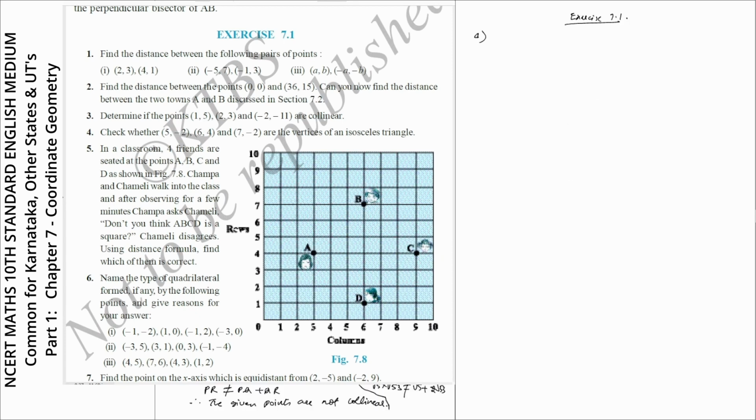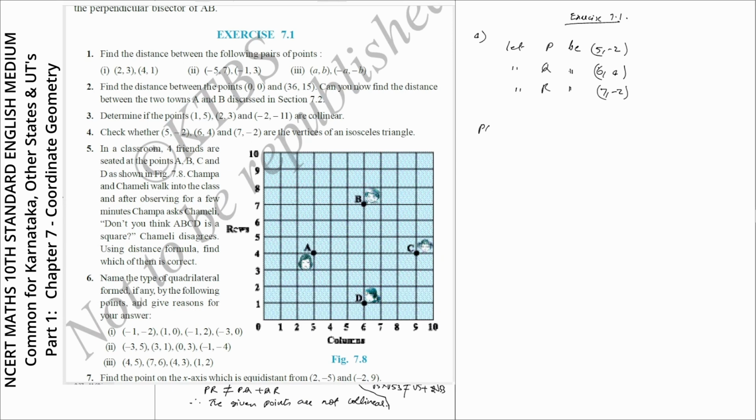Exercise 7.1, question number 4. Check whether the points (5, minus 2), (6, 4) and (7, minus 2) are the vertices of an isosceles triangle. So here I'll take P as (5, minus 2), Q as (6, 4) and R as (7, minus 2). What I'll do is find the distances PQ, QR and PR.